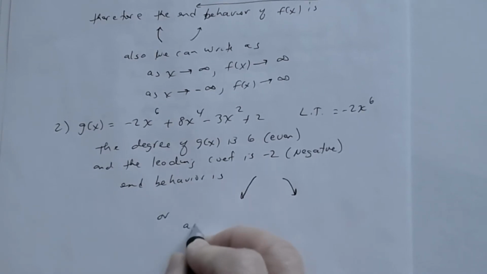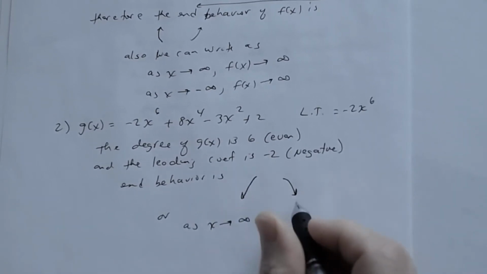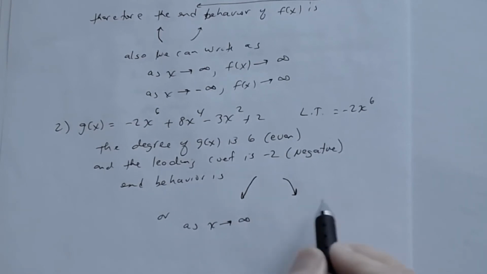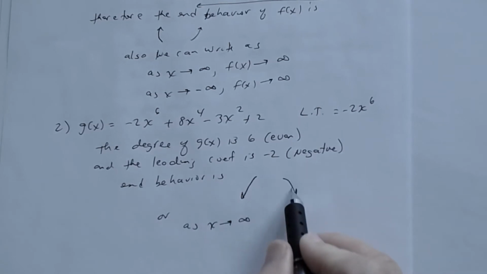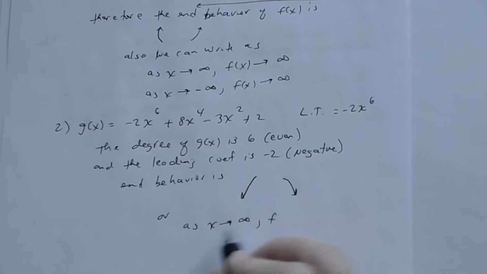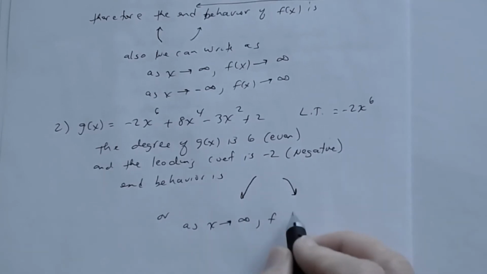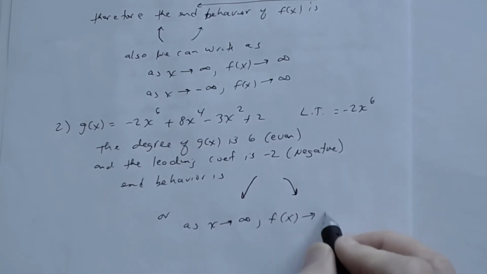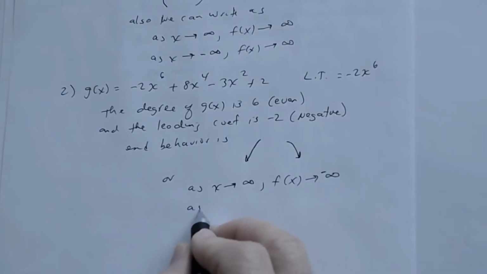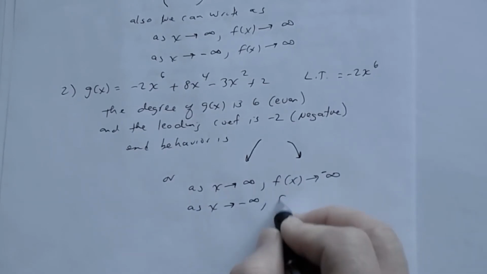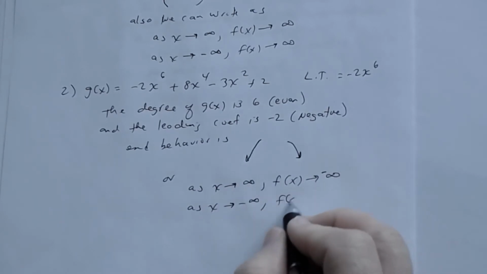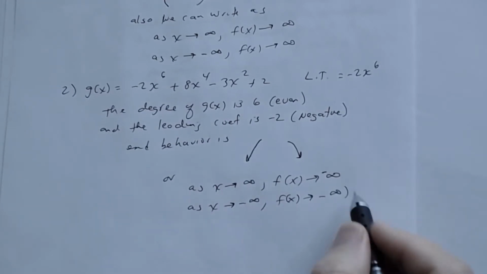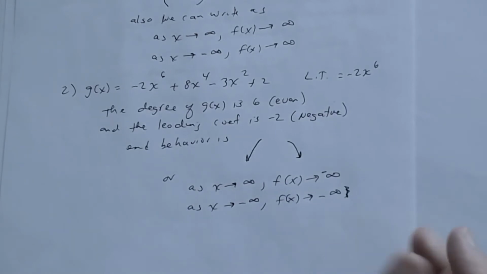As x approaches positive infinity, meaning what's happening on the right side, as x gets more positive, what's happening to these y values? On your right side, your y values are becoming more negative, so negative infinity. On the left side, your y values are also becoming more negative. So f of x approaches negative infinity. All right, so that's number 2.